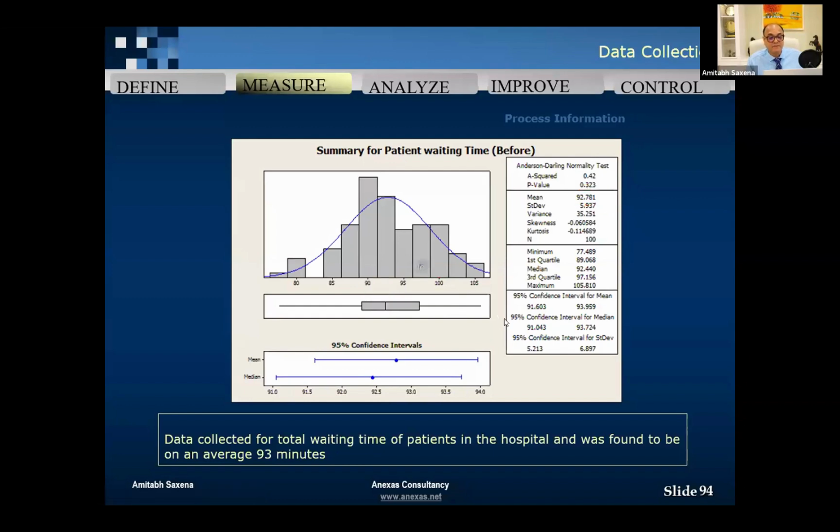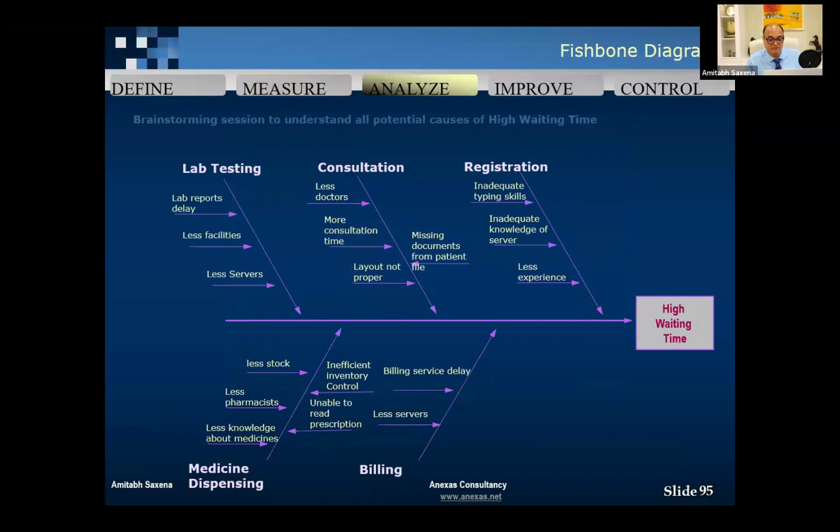Then after that, you find why I'm performing like that. You do a fishbone diagram, also known as an Ishikawa diagram, also known as a cause and effect diagram. Why am I performing like that? There are lots of causes, but only 20%, the 80-20 rule. Remember, 80% of my problem is due to 20% of causes, maybe only two causes. This could be whatever: fewer doctors, fewer pharmacists, whatever. Only two or three causes are responsible for 80% of my waiting time.